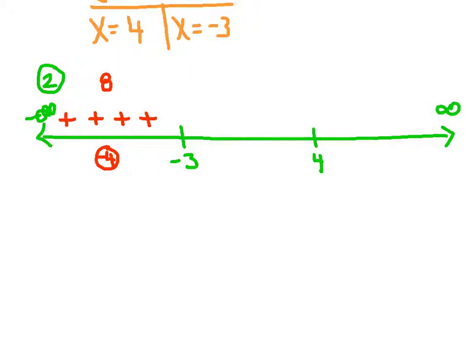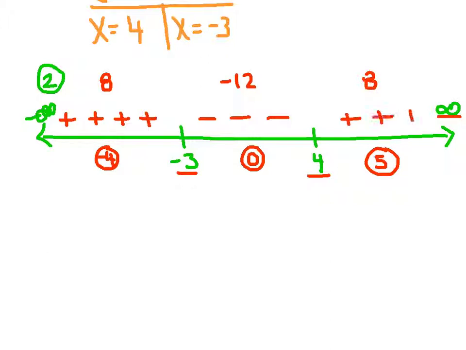In our second interval that starts with -3 and ends with 4, my favorite number of all time, 0. We plug that into the original quadratic, and I got -12. Certainly a negative number. Last but not least, our third interval starts with 4 and ends with positive infinity. I'm going to pick a 5. And as I plug that into the original quadratic, I ended up with an answer of 8, which is positive. We've now finished our sign chart.